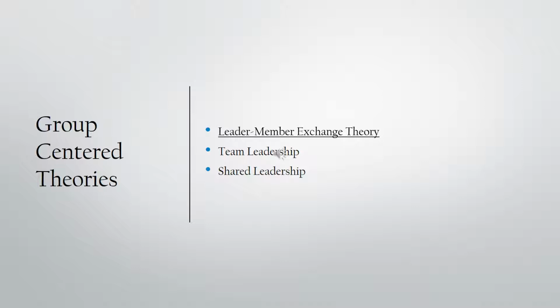There are three types of group-centered theories that we'll be discussing this week: leader-member exchange theory, team leadership, and shared leadership. I'm mostly going to discuss leader-member exchange theory in this lecture, since team leadership and shared leadership are pretty commonly discussed in leadership, the book, and within leadership communities.